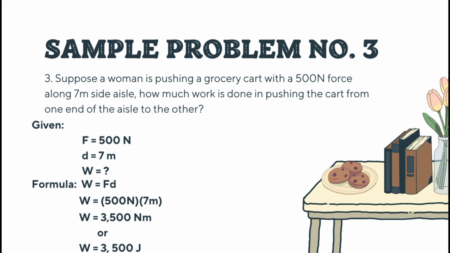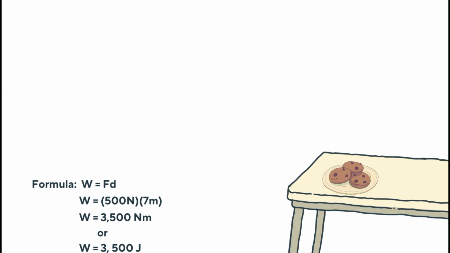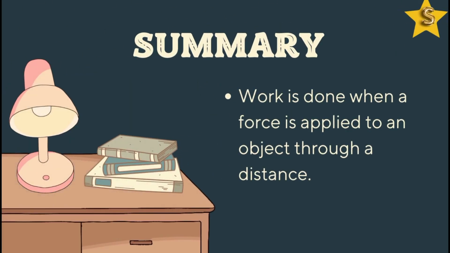Let's now proceed with the substitution of our given values. Work is equal to 500 Newton multiplied by 7 meters. That is equivalent to 3,500 Newton meter, or work is equal to 3,500 joules. Very good. Now, to summarize our discussion for today, work is done when a force is applied to an object through a distance.